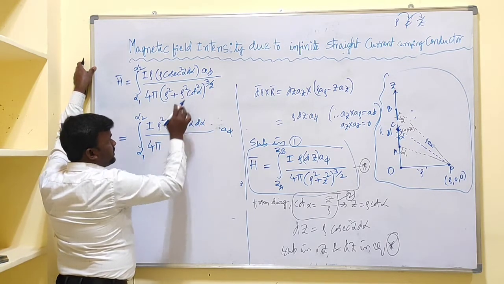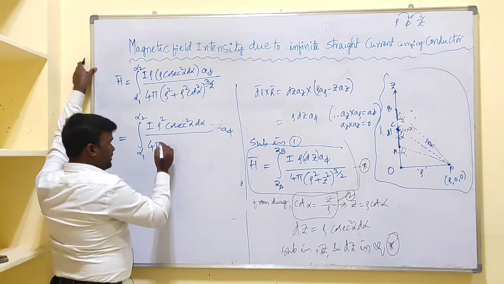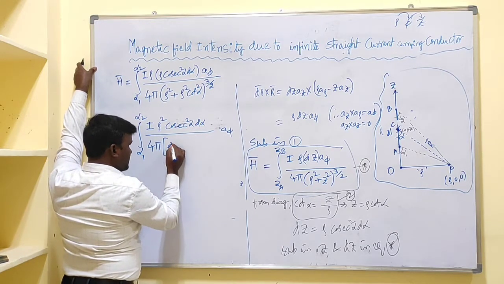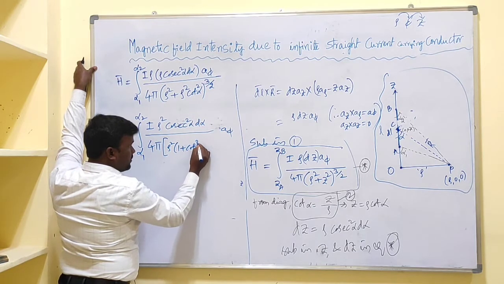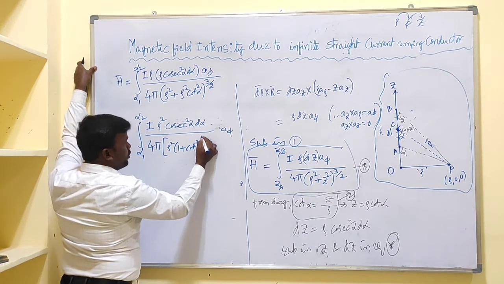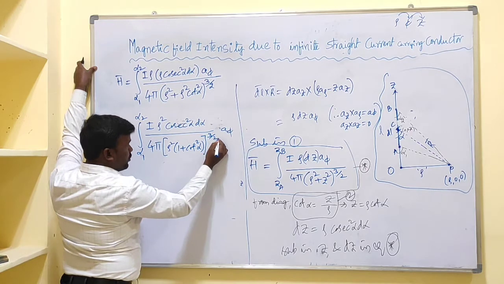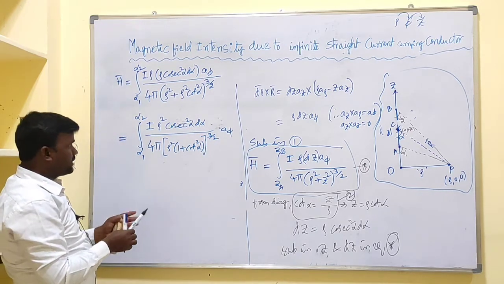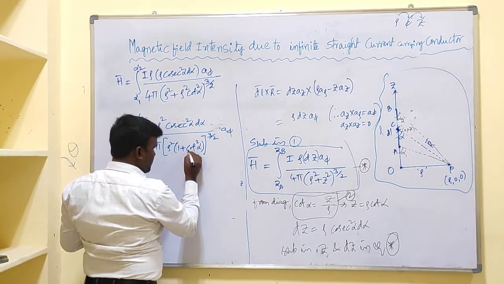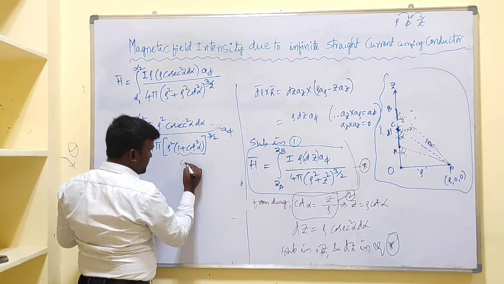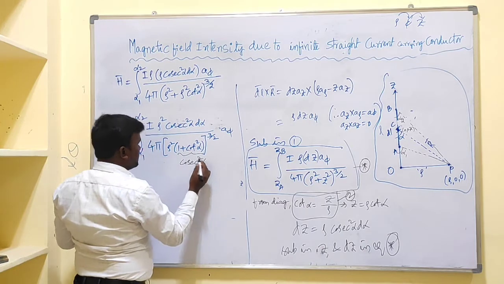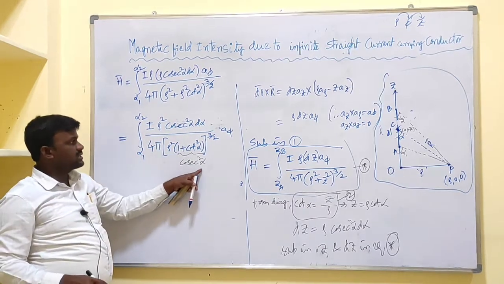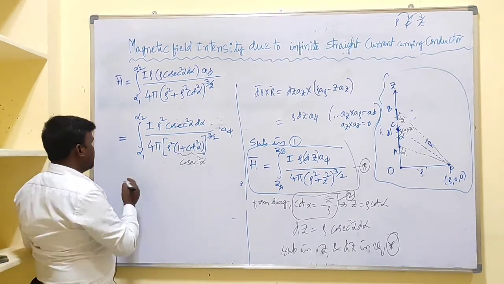In the denominator, rho square plus rho square cot square alpha, we can take rho square as common. So I can write this as rho square times 1 plus cot square alpha, whole power 3 by 2. We know that 1 plus cot square alpha is nothing but cosecant square alpha. So this is rho square cosecant square alpha, whole power 3 by 2.